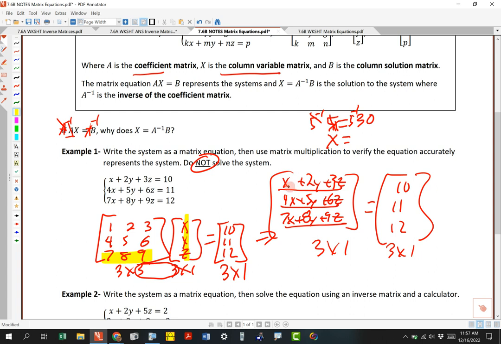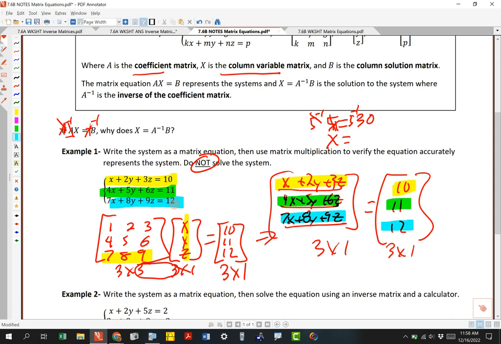So I'm going to highlight this. That element there in first row, first column would have to equal that element right there, first row, first column. So what we're saying is x plus 2y plus 3z would have to equal 10, which is exactly what that said. And then this one says that 4x plus 5y plus 6z would have to equal 11, which is exactly what that one said. And you can match this one up, and we've got that one right there. So is everybody convinced that that matrix equation represents that system of equations?